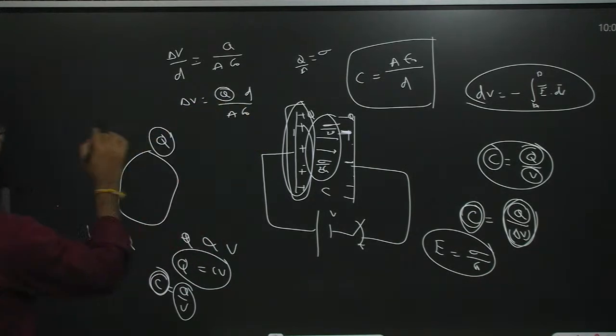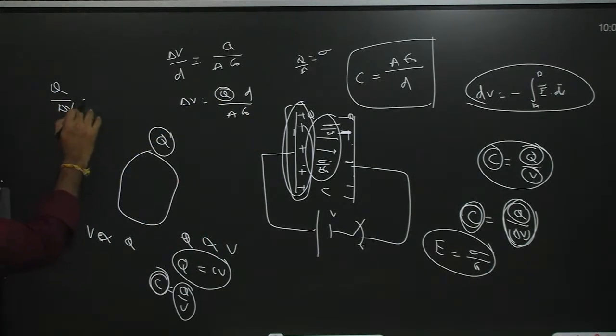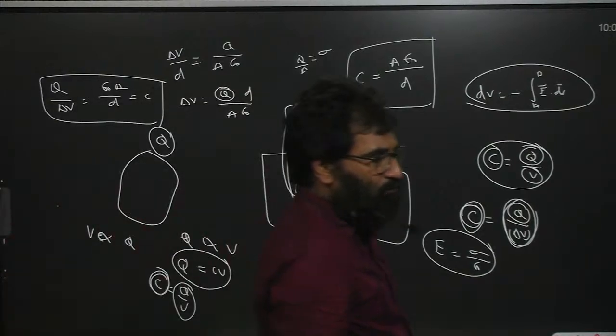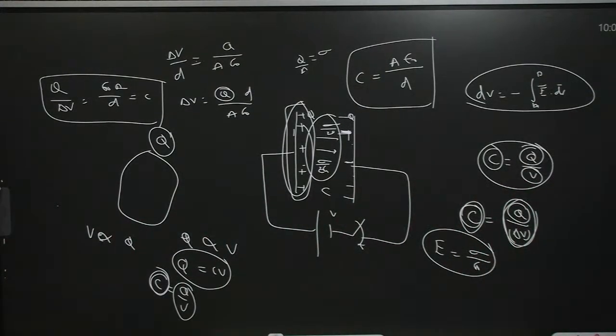So Q by delta V becomes epsilon naught A by D. That is called capacitance. Always remember, capacitance is always found by taking the potential difference only. You find the potential difference, and you will get the capacitance directly.